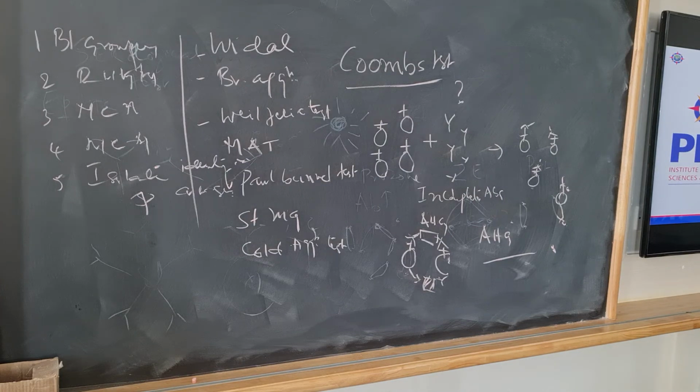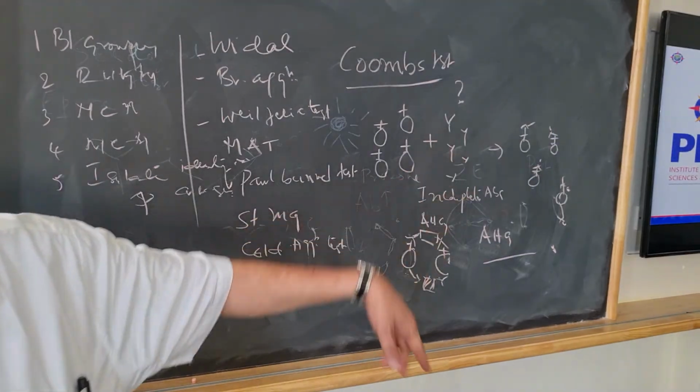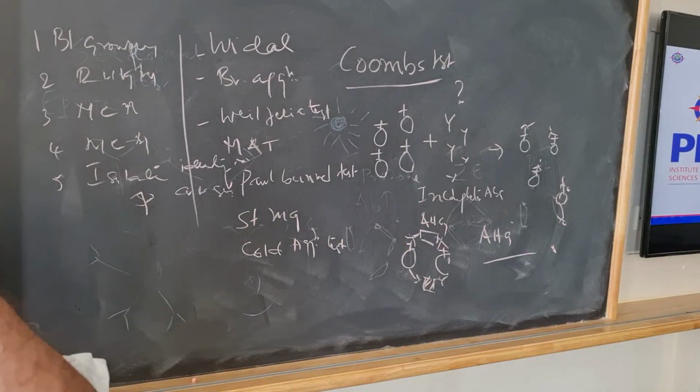What is the direct Coombs test? Here the stage is already over in the fetus. The anti-Rh antibodies have already come and sensitized the RBCs. So what you do is take the cord blood cells, add Coombs serum, and there is agglutination.